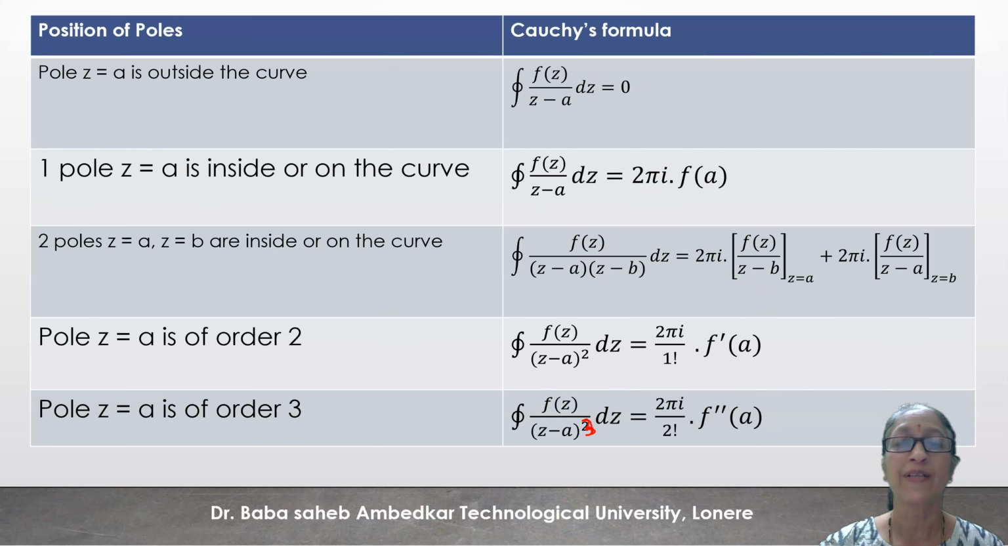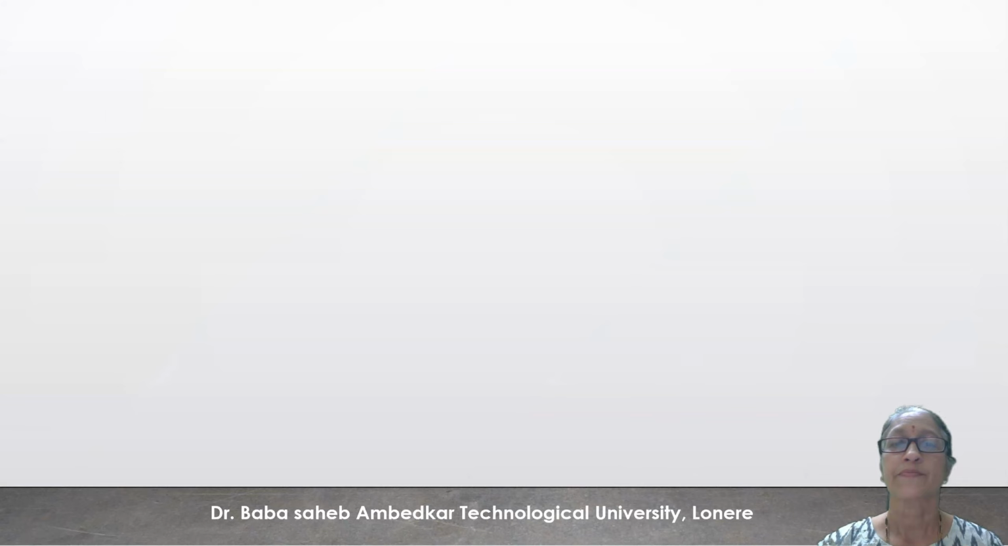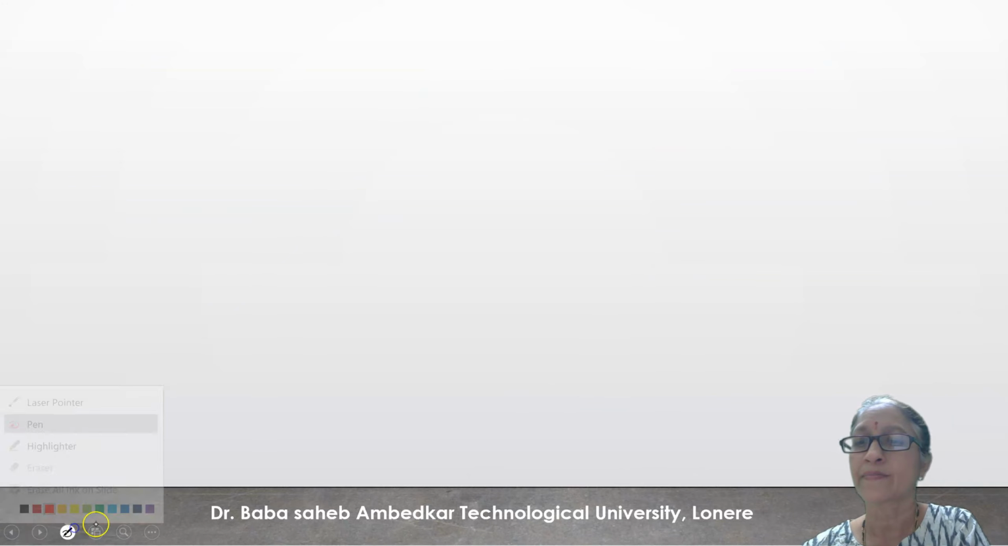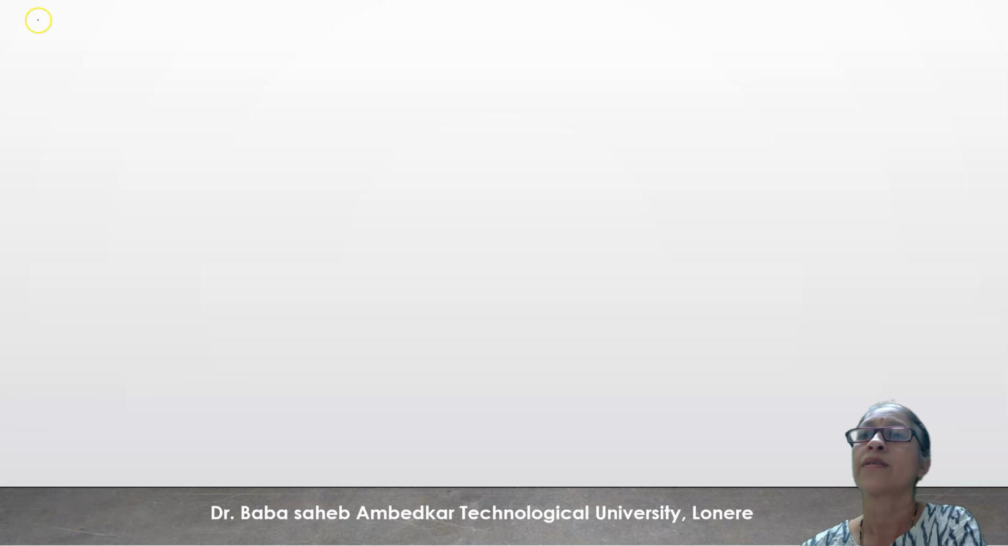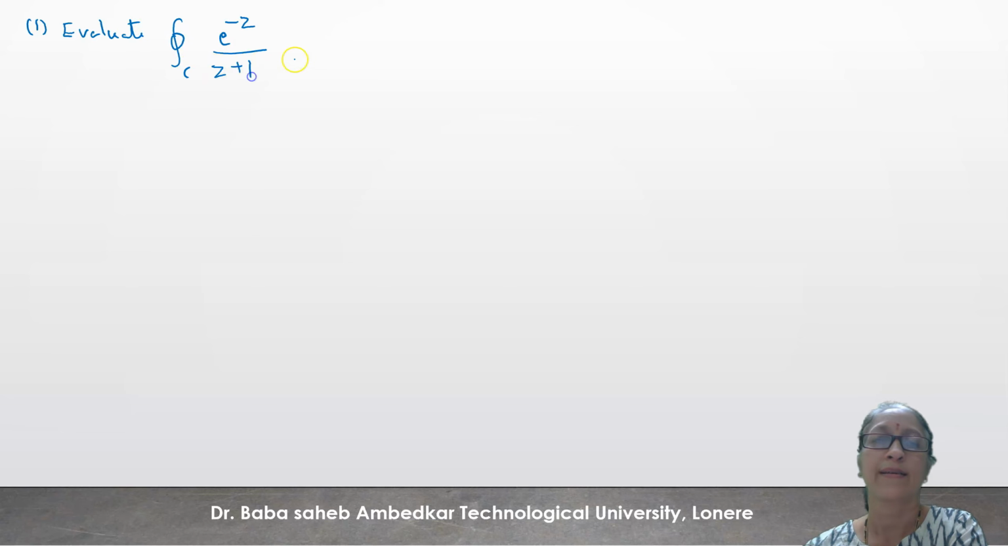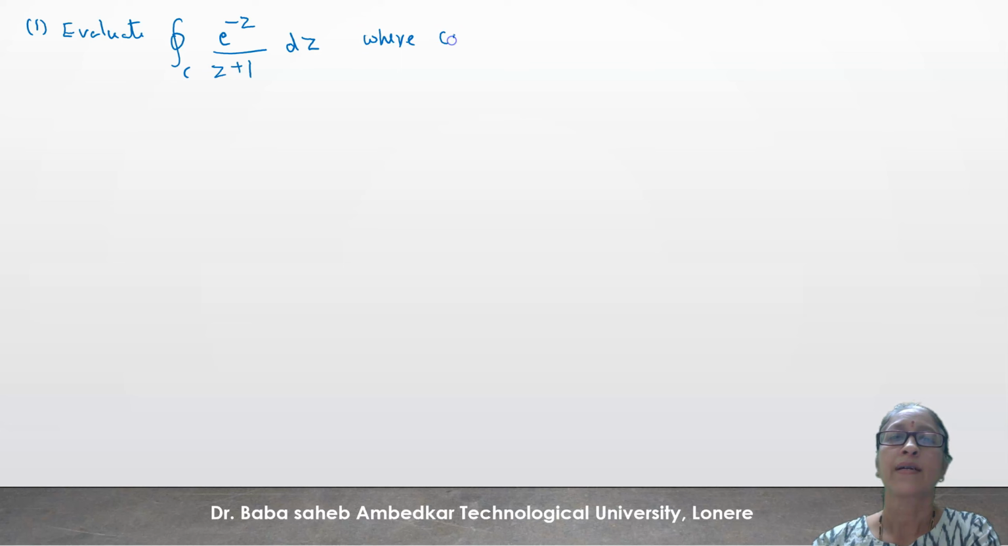So let us see examples one by one. First example is evaluate the contour integral of e power minus z by z plus 1 dz. Given curve is mod z equal to 1 by 2.